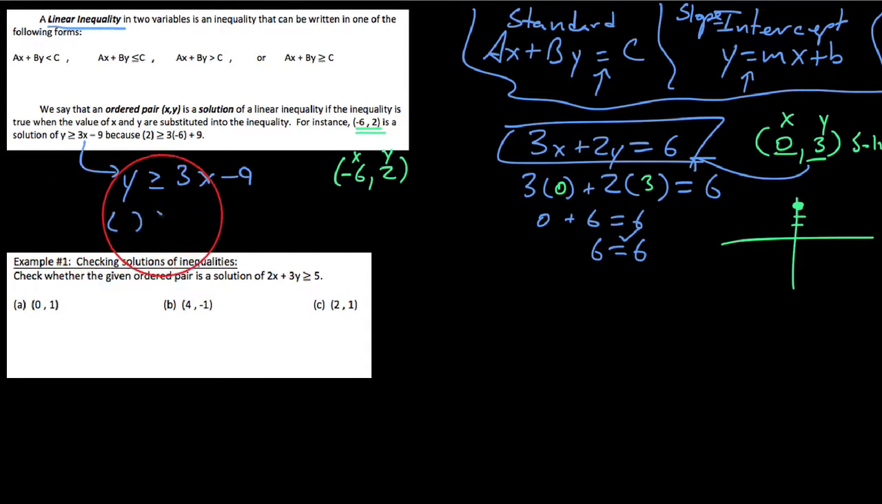So it looks like we get here y is greater than or equal to 3 times x minus 9, where we're substituting a negative 6 for x and a 2 for y, and we're saying, is this a solution? Does it make it true?